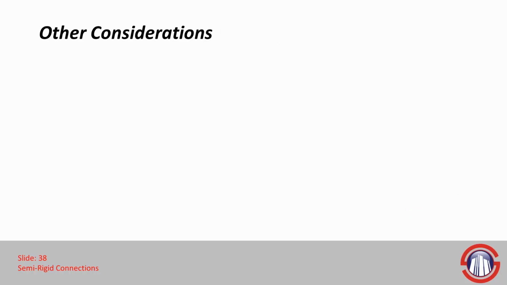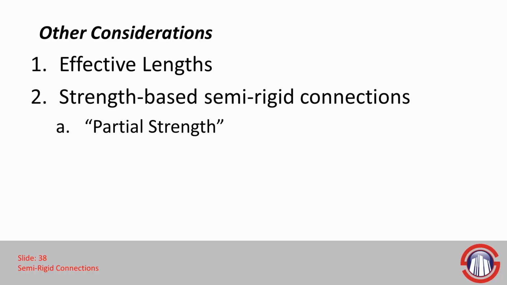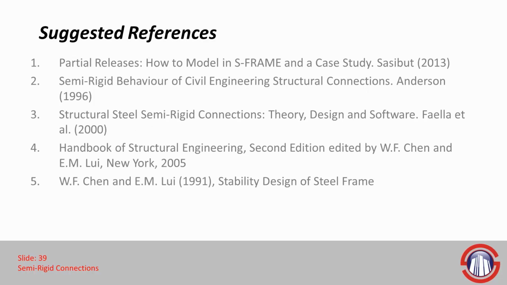A few other ways that you can consider this type of behavior. You may want to further describe this type of behavior with your steel design model using effective lengths. And you could also use strength-based semi-rigid connections. And this list of suggested references is available in the document that I was referring to. I'll just bring it up before we open up the floor for questions. But again, this is available from our website, so I encourage you to check that document out. I'll show you where to find that in just a second.